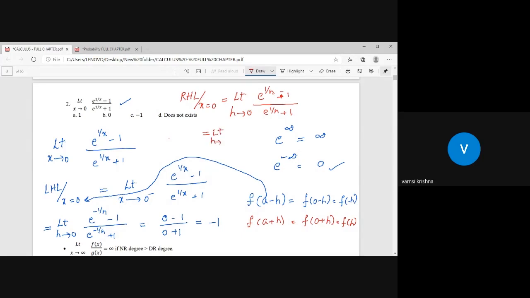Limit h tends to 0, take e power 1 by h as common, then 1 minus 1 by e power 1 by h, that is e power minus 1 by h, divided by e power 1 by h, 1 plus e power minus 1 by h. So this part is going to be cancelled. 1 minus 0 by 1 plus 0, e power minus 1 by h is minus infinity, 0, and your answer is 1.